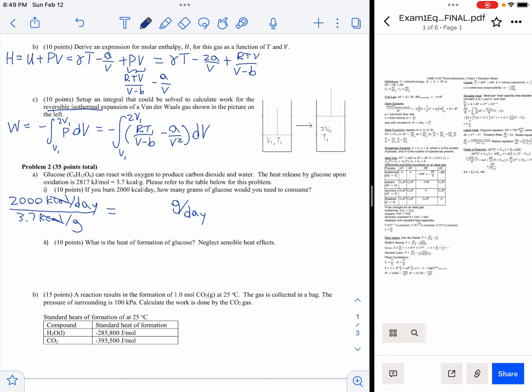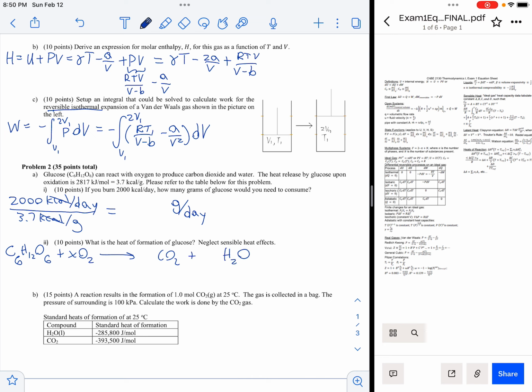All right, what is the heat of formation of glucose? Neglect sensible heat effects. So I need to write a chemical reaction for the consumption of glucose, or the conversion into CO2 and H2O. I have a feeling I'm going to have to do a stoichiometric balance, which I hate doing. I shouldn't say that. I love stoichiometric balances. C6H12O6, I'm going to say plus XO2 gives me, well, hold on, let me just write CO2 plus H2O.